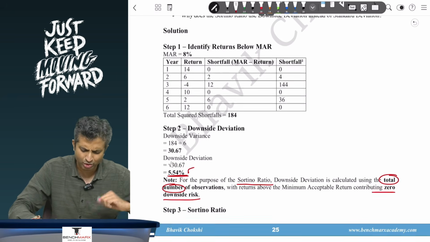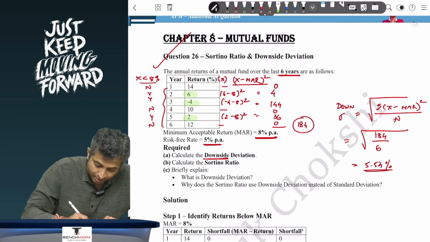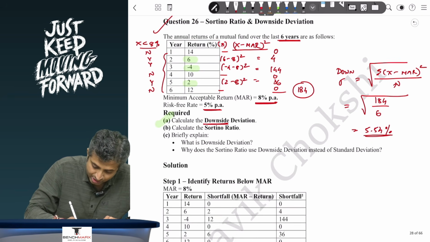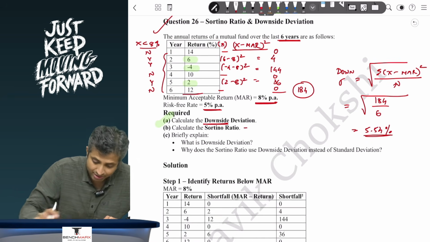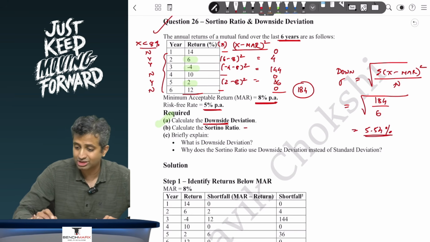So this is 5.54, and now once this is done, I would say then Sortino ratio, I hope this is something that you are already aware of. So Sortino ratio is actually calculated as your return. Well, I don't know the average return. I'll have to find it: 14 plus 6 minus 4 plus 10 plus 2 plus 12 divided by 6, so this is 40 divided by 6, 6.67%.